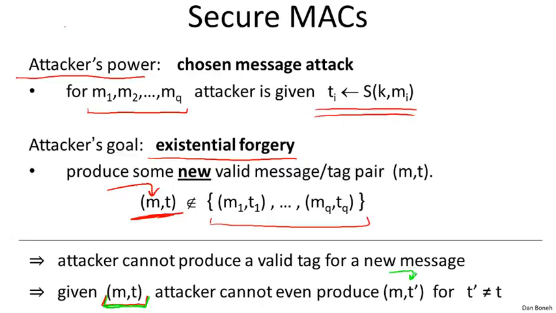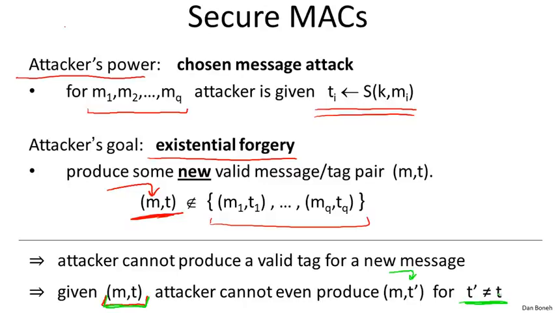In other words, even though there might be another tag T prime for the same message M, the attacker, given M and T, shouldn't be able to find this new T prime. And again, you might wonder, well, why do we care? If the attacker already has a tag on the message M, why does it matter if he can produce another tag for the message M? He already has one tag.